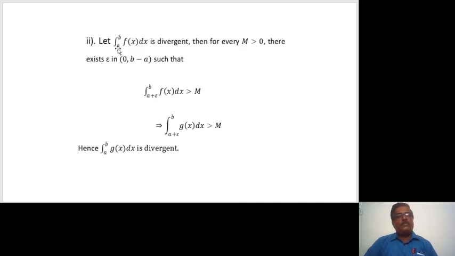Now second, we assume that the integral from a to b of f of x dx is divergent. Then by the definition of divergence, for every m greater than 0 there exists epsilon in (0, b minus a) such that the integral from a plus epsilon to b of f of x dx is greater than m. As g is greater than f and this is greater than m, clearly this is greater than m. That is, the integral from a plus epsilon to b of g of x dx is greater than m, which means the integral from a to b of g of x dx is divergent.